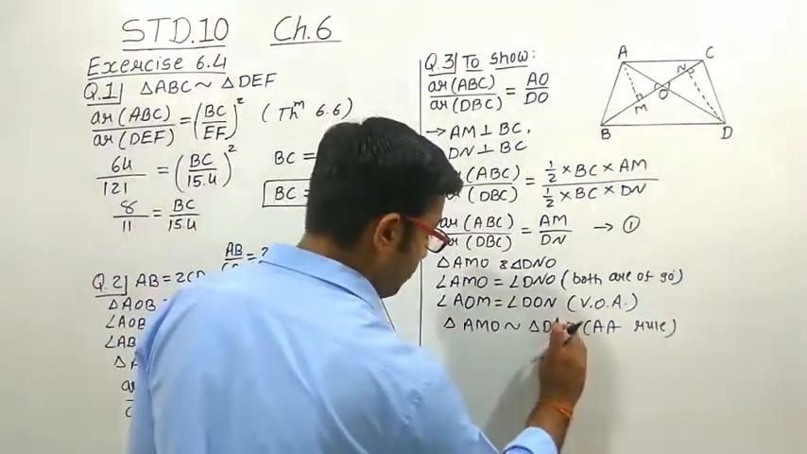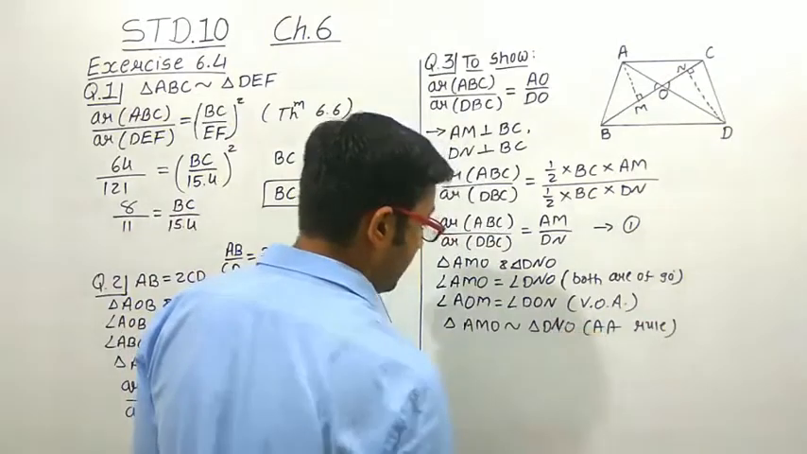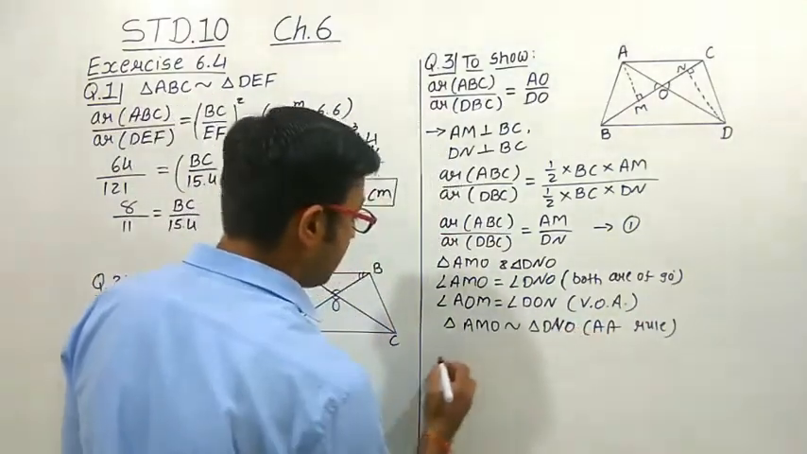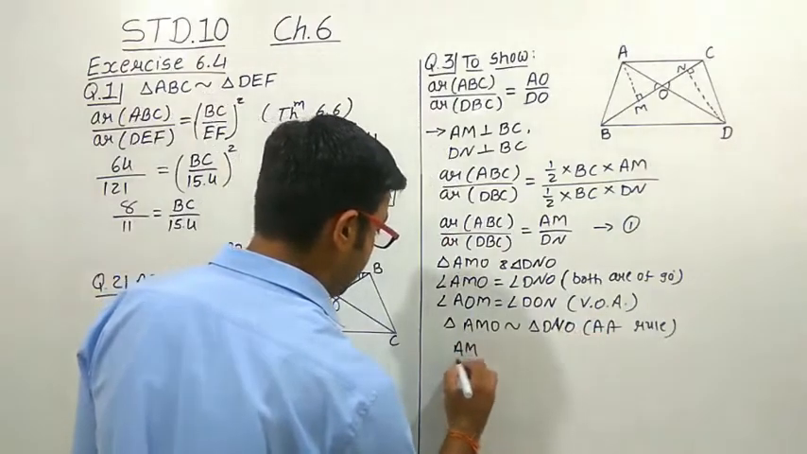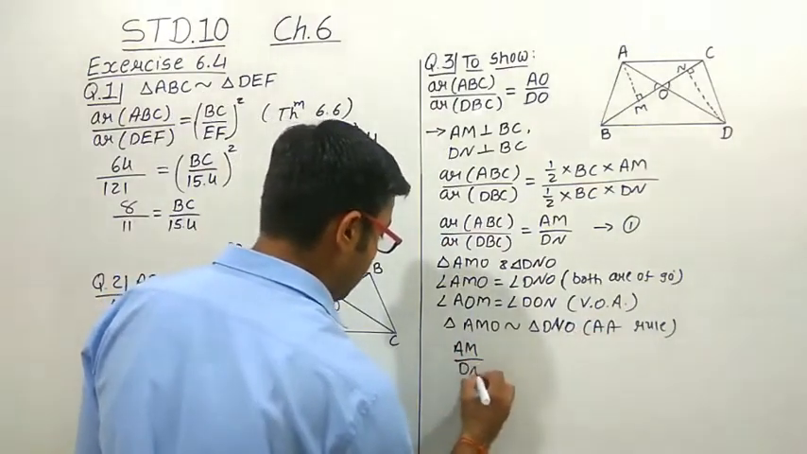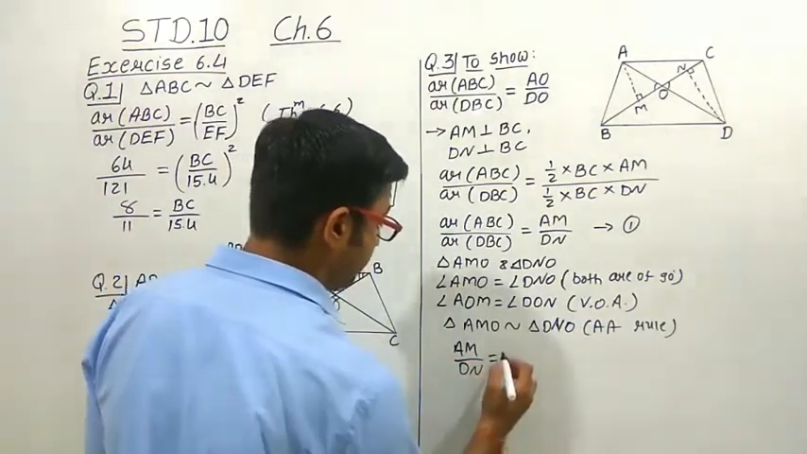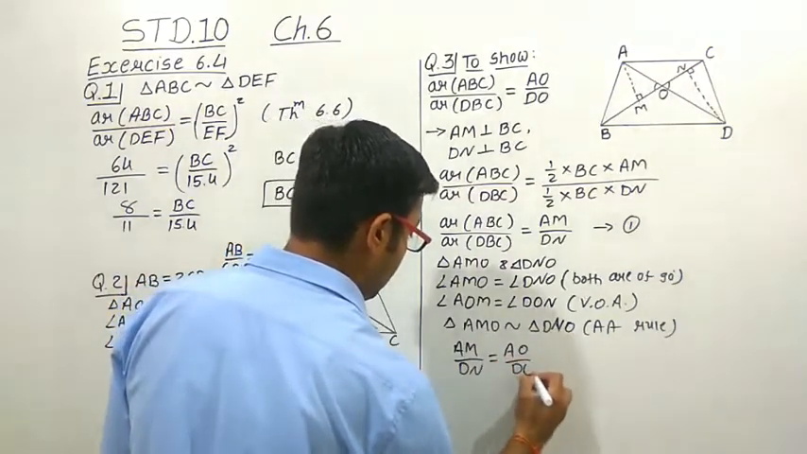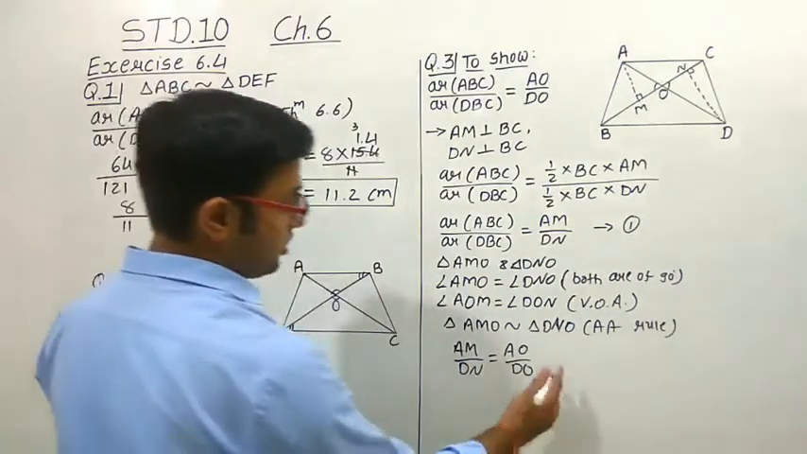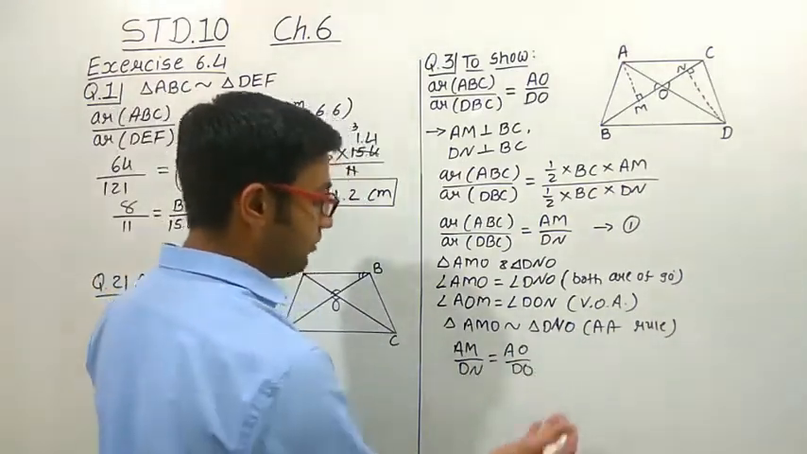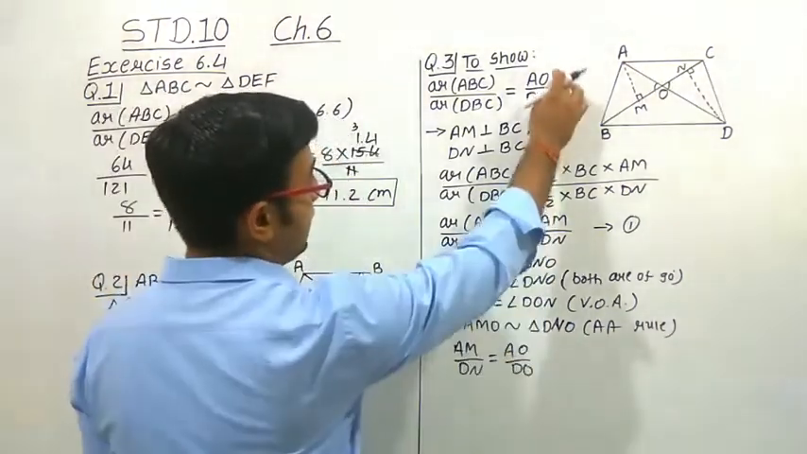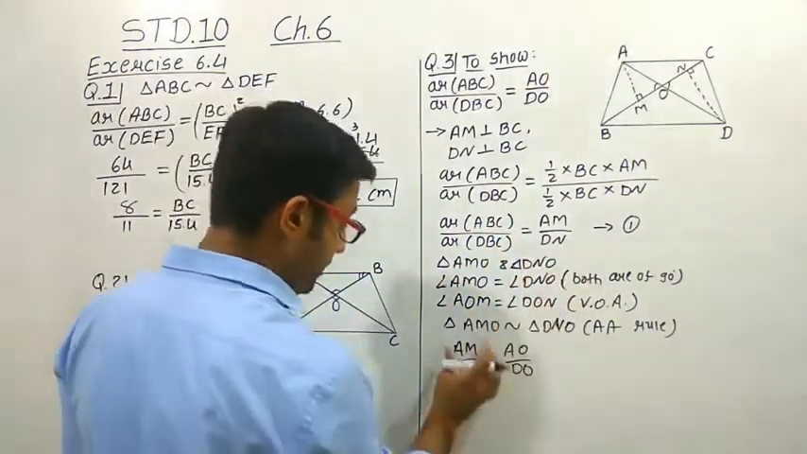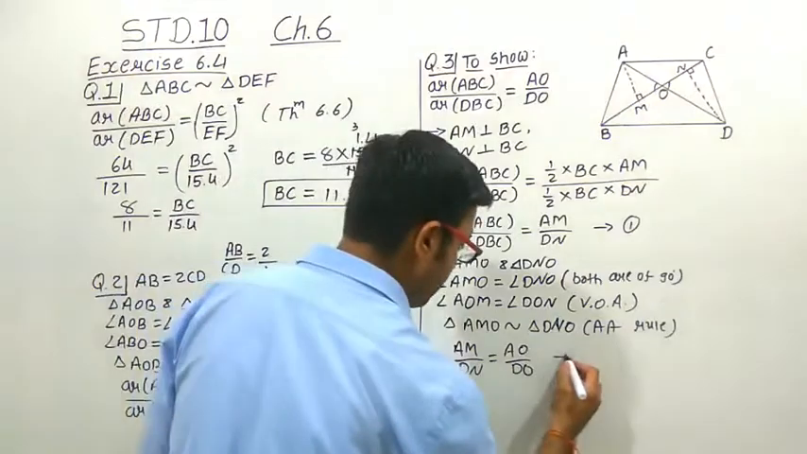Now we know that as the two triangles are similar, their corresponding sides are in the same proportion. So we can write that AM upon DN is equal to AO upon DO. See, the third condition we do not need to write down. Actually we can, but here we required AO upon DO, that we get here. Here we have proved AM upon DN equals AO upon DO, call it equation number 2.